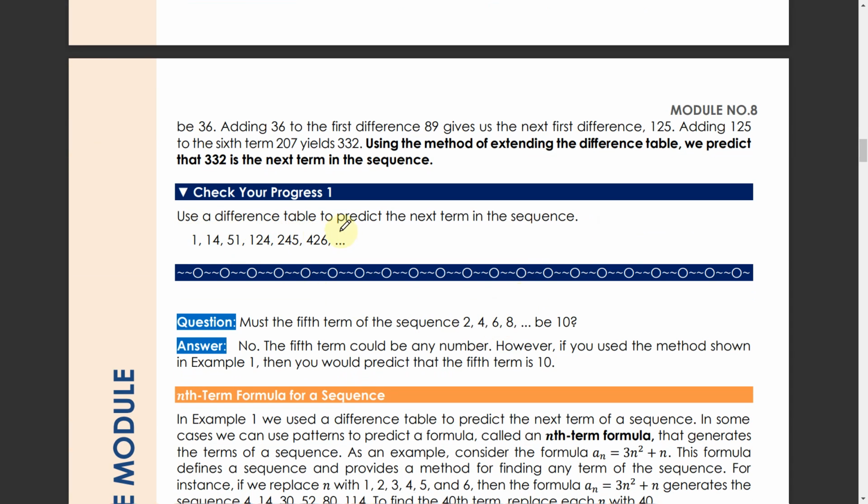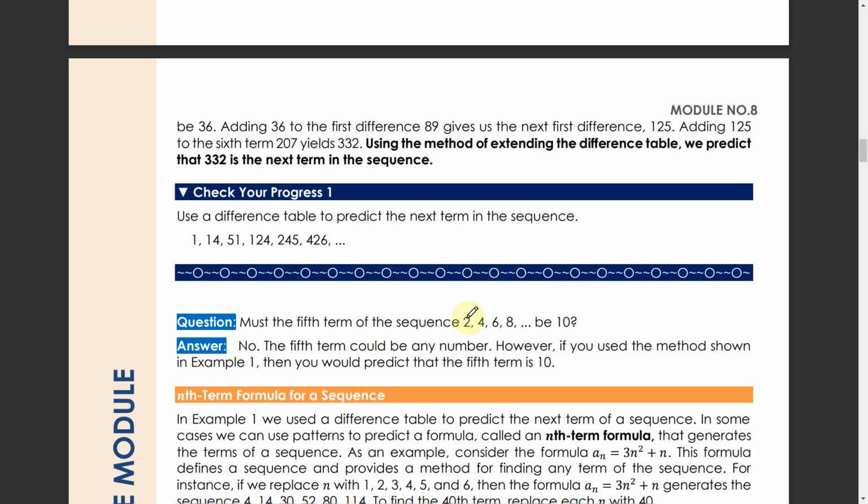So use a difference table to predict the next term in the sequence 1, 14, 51, 124, 245, 426. So unsa kaha ang kasunod ana nga number. Okay? So question: must the fifth term in the sequence 2, 4, 6, 8 be 18? No? So unsa dapat ang kasunod ni 8? 10 ba siya always? Ang answer ana sa ani nga sequence.